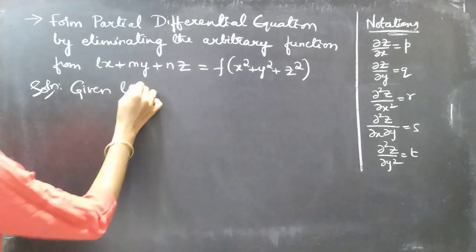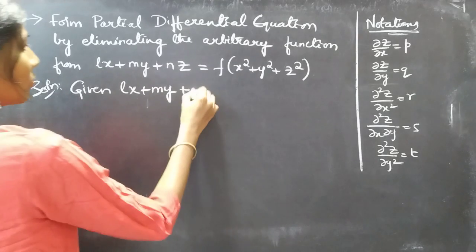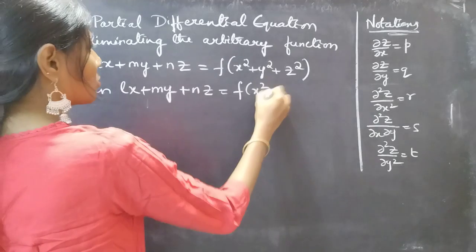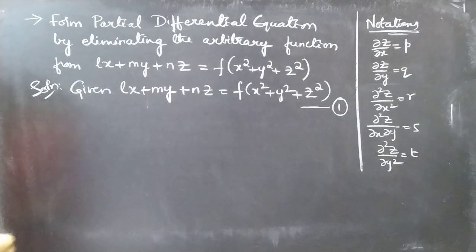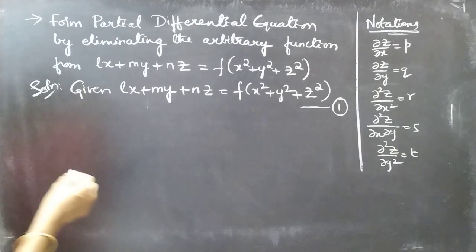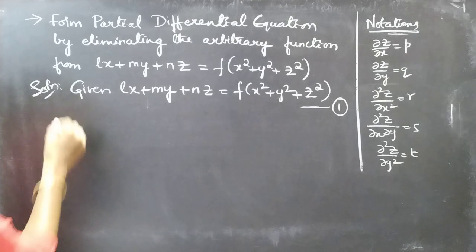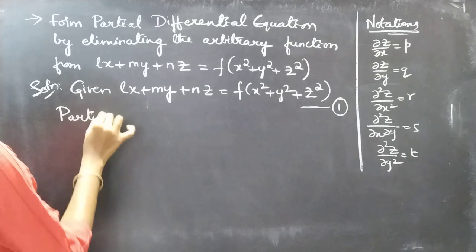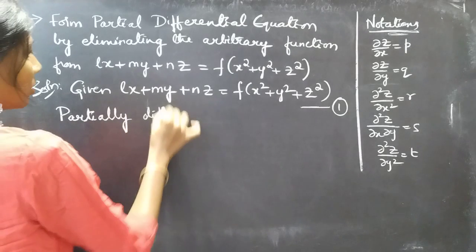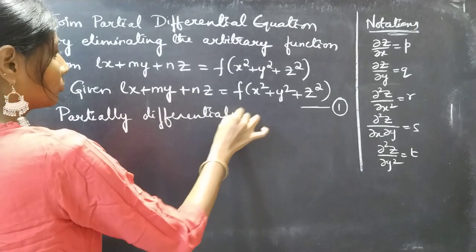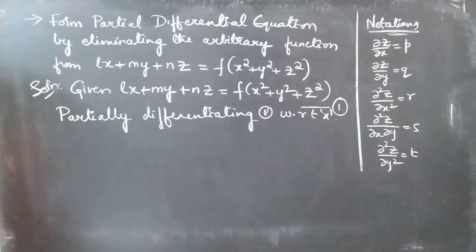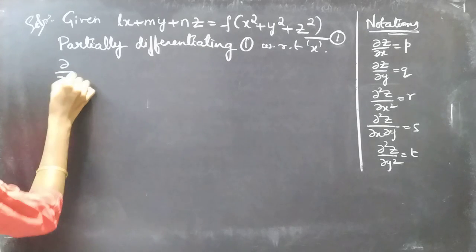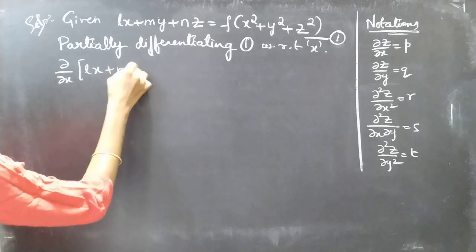Given lx plus my plus nz equal to f of x square plus y square plus z square, considered as equation number 1. Now let's partially differentiate it with respect to x and also with y. Now I'll partially differentiate it with x. Partially differentiating 1 with respect to x. I'll apply dou by dou x on both sides of 1.